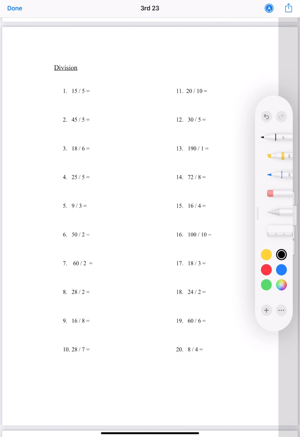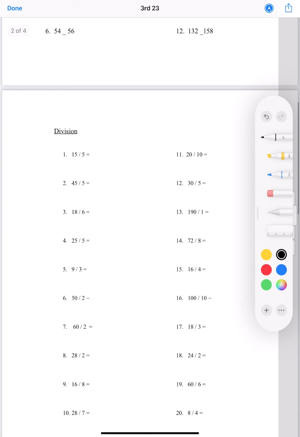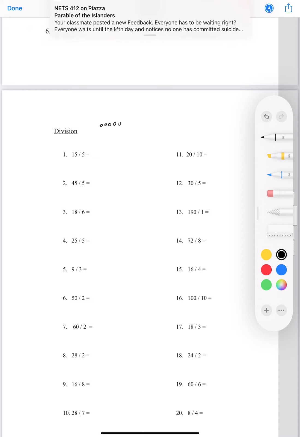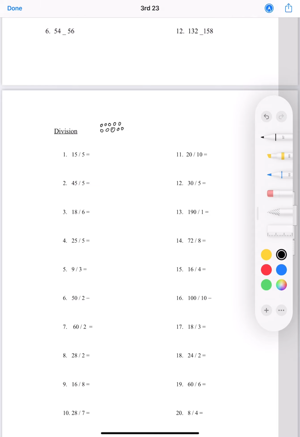So number 1, we have 15 divided by 5. We can imagine this as having 15 circles. So 1, 2, 3, 4, 5, 1, 2, 3, 4, 5, 1, 2, 3, 4, 5. So we have 15, and we have to divide it into 5 different groups. So 1, 2, 3, 4, 5. And we can see that we have 3 small dots in each group. So 15 divided by 5 is 3.